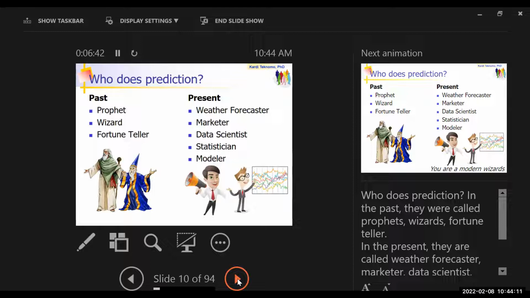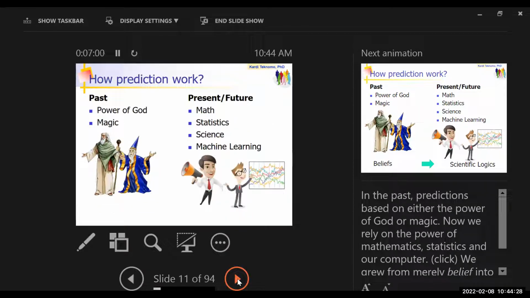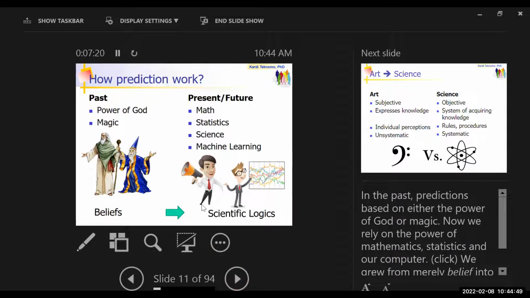And if you learn about prediction models, including OR, basically you are a modern wizard, isn't it? So, how does prediction work? In the past, when we wanted to create a prediction, it was based on the power of God, magic, right? Now we predict based on mathematics, statistics, science, and machine learning. So in the past it was based on belief, and right now we base it on scientific logic.